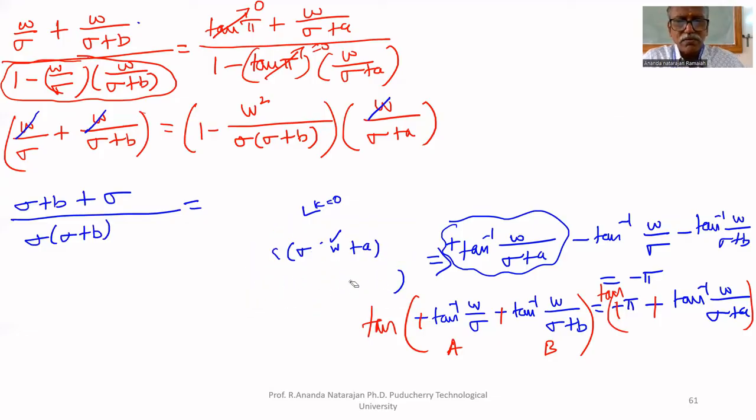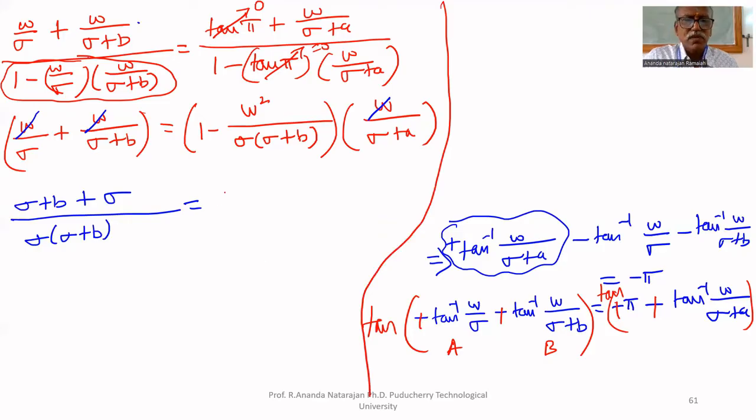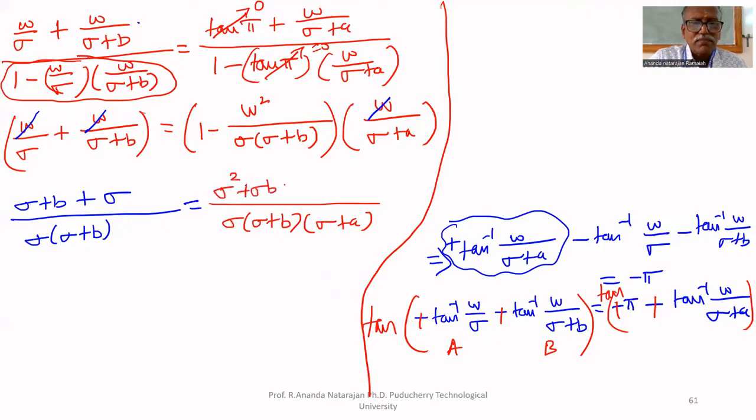Right hand side, what you will get? If you take the LCM, you will get sigma multiplied by sigma plus B, sigma plus A. Here, instead of 1, you will get sigma square plus sigma B minus omega square. So this gets cancelled. This is also getting cancelled.